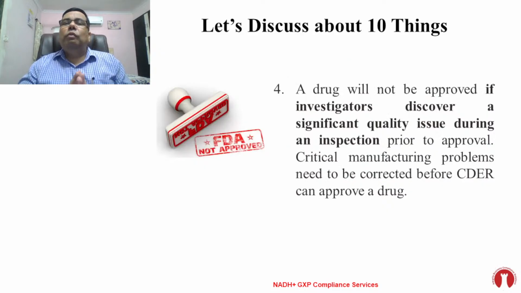So the next, fourth responsibility is that a drug will not be approved if investigators discover a significant quality issue during an inspection prior to approval. If any critical observations or significant quality issues are identified during the inspection, then the drug application will be rejected. Critical manufacturing problems need to be corrected before CDER can approve the drug. So whatever critical issues or critical non-conformities are there, they need to be rectified before the approval.